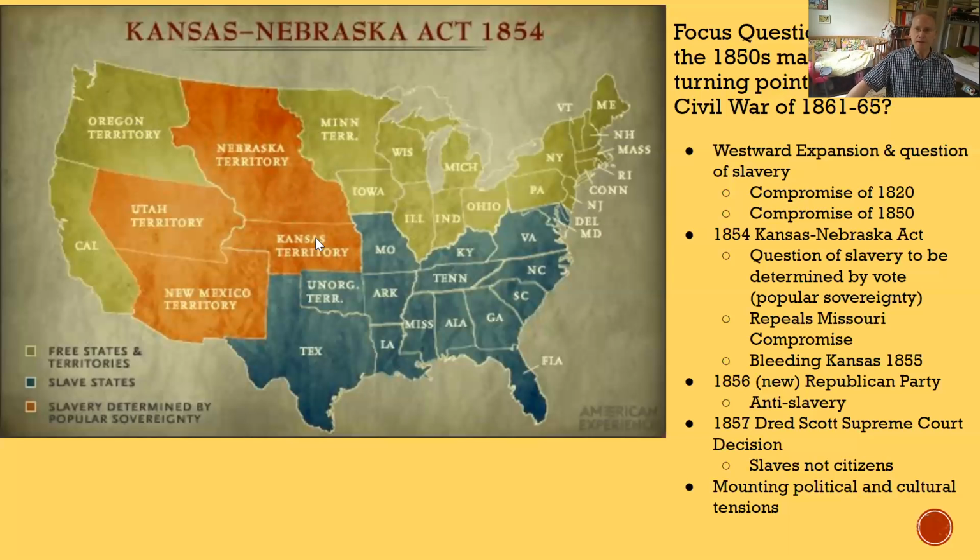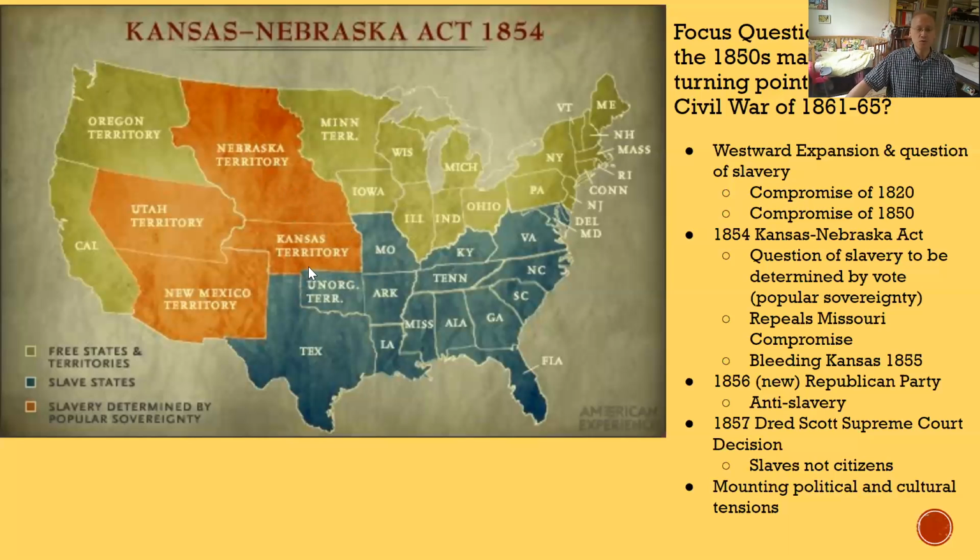But the problem here is that the Kansas-Nebraska Act says that whether or not the states to emerge out of the Nebraska territory or the Kansas territory will have slaves or not is now an open question, an open question which will be decided by vote in a process of popular sovereignty when the time comes to create states out of these territories.